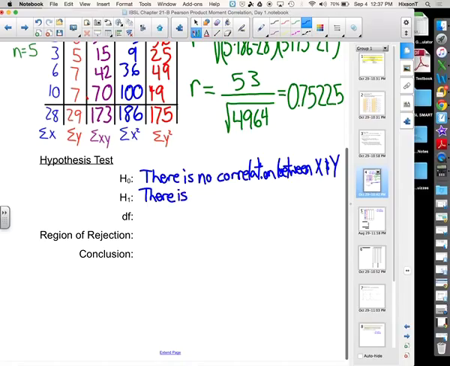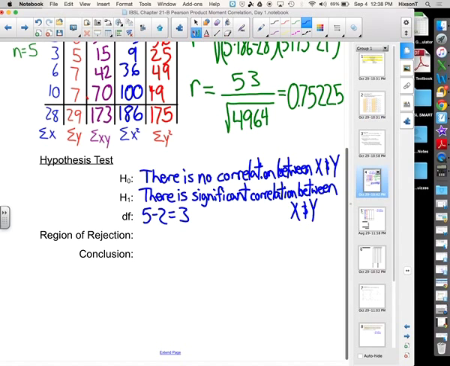And we could say a significant correlation between X and Y. Okay? So we've got our null hypothesis, we have our alternative hypothesis. How many degrees of freedom do we have? Good. We're going to do 5 minus 2. So we have 3 degrees of freedom.